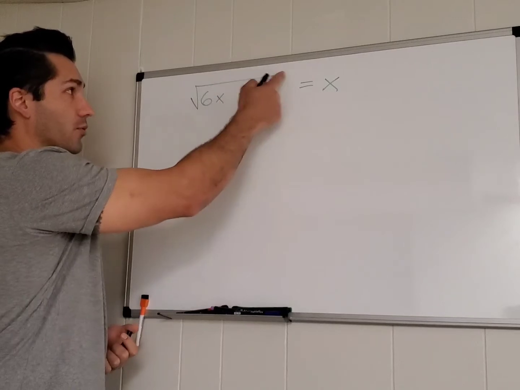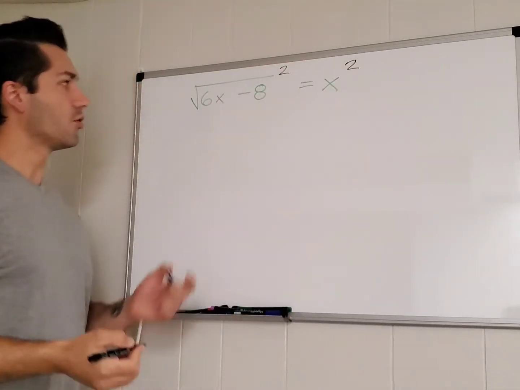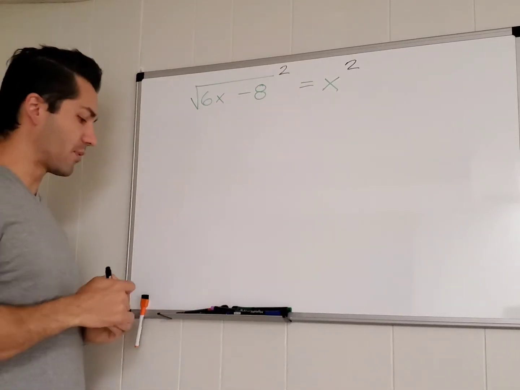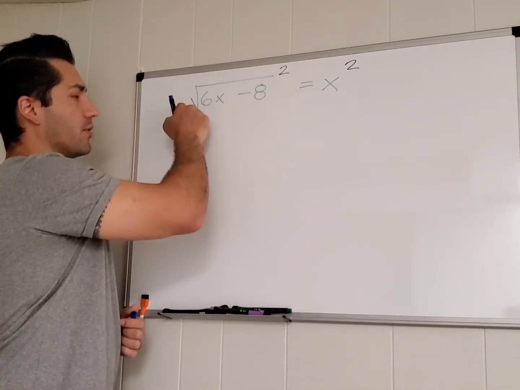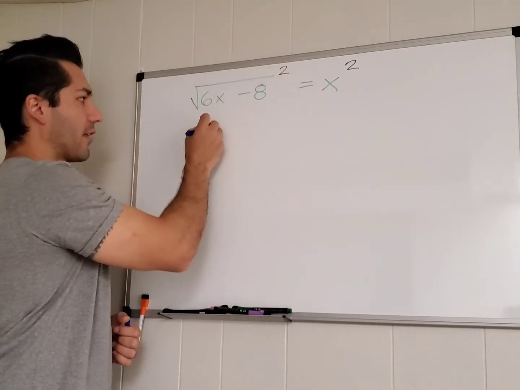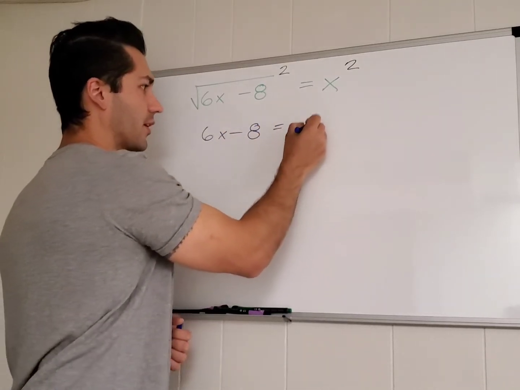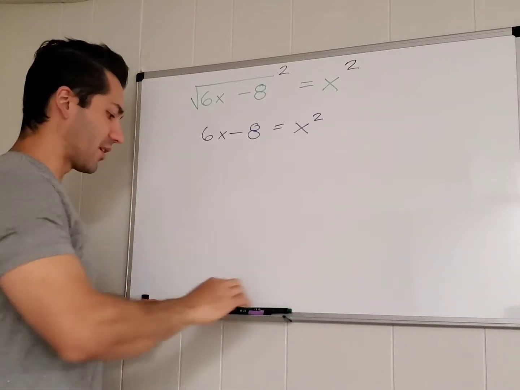I want to get the square root by itself. I'm going to square it, whatever I do to one side, I do to the other. You want to get x by itself. The issue is there are 2 x's now. And you're going to see what's going to happen pretty quickly. The square root and the square cancel each other out. You are now left with 6x minus 8 equals x squared. This is where, if you've never done this before, people get hung up. And it becomes a little more difficult.